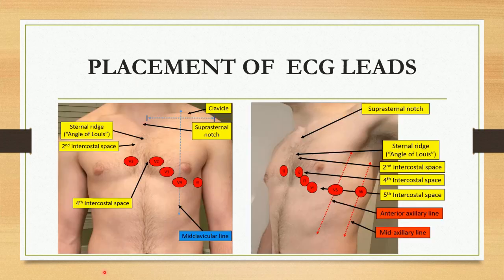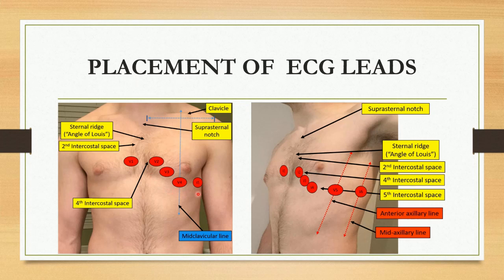Here you can see the proper placement of ECG leads. V1 can be attached in the fourth intercostal space at the right sternal edge. V2 can be placed in the fourth intercostal space at the left sternal edge. Then attach lead V4 in the fifth intercostal space at the mid-clavicular line. Then attach the V3 lead midway between V2 and V4.